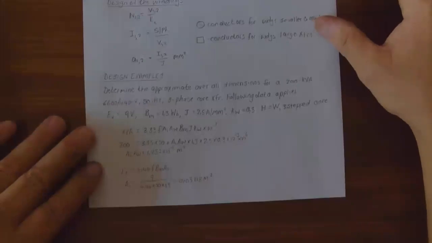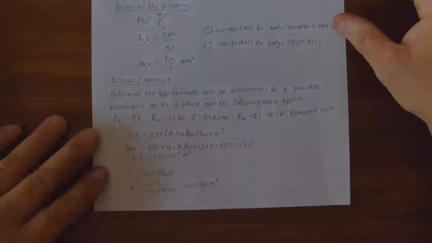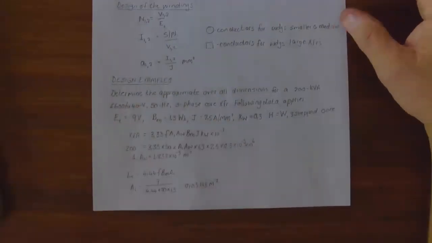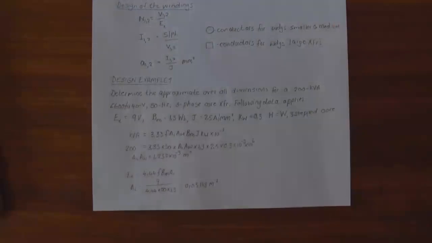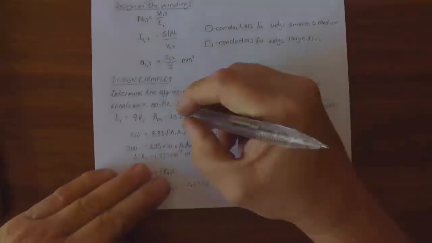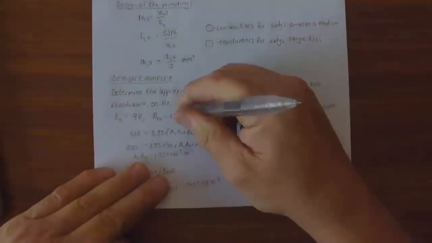Now let's look at design example number 1. We have to determine the approximate overall dimensions for a 200 kVA, 6,600/440 volts, 50 Hz three-phase core transformer with the following data. EMF per turn is 9 volts. Maximum flux density is 1.3 Tesla, not Weber, sorry. Let's just correct that quickly. J is 2.5 amps per millimeter squared.